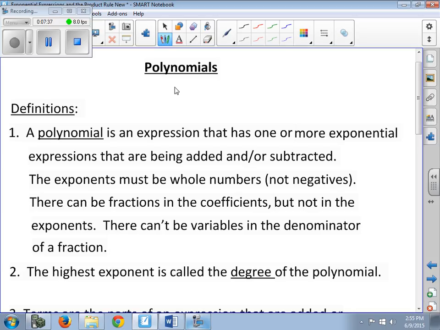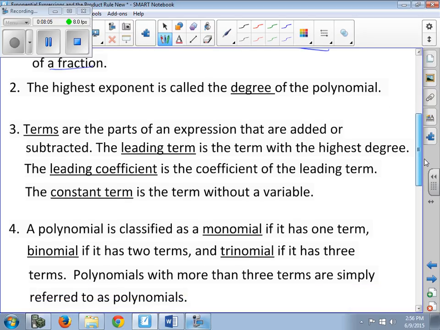A polynomial is an expression that has one or more exponential expressions that are being added or subtracted. The exponents must be whole numbers, not negatives. They can be fractions in the coefficients, but not in the exponents. There can't be variables in the denominator. So polynomials are easy to work with. The highest exponent is called the degree of the polynomial.